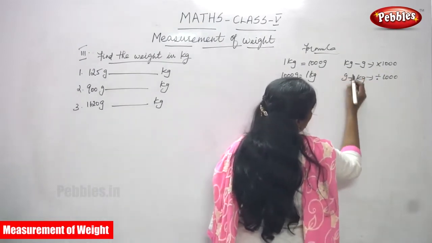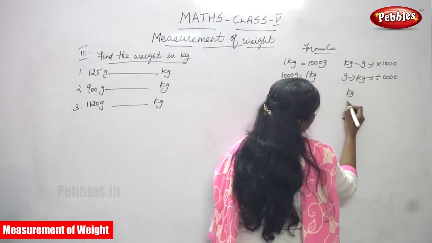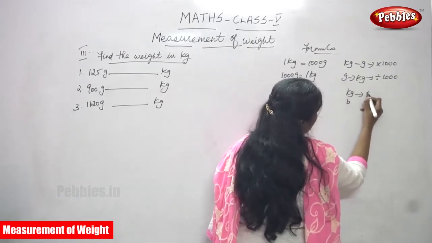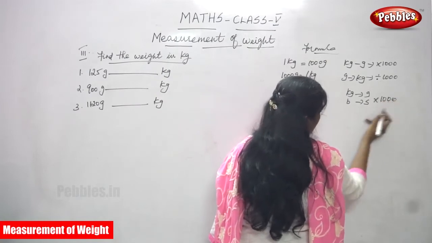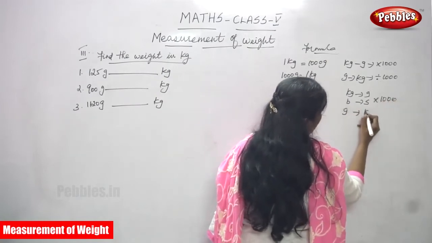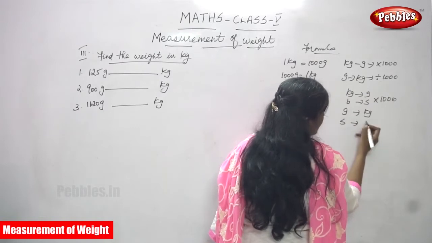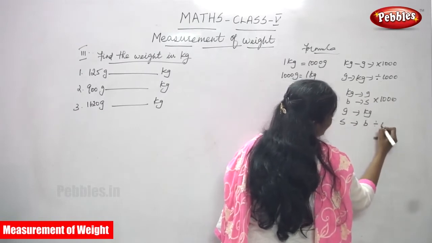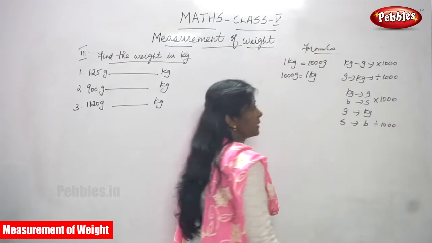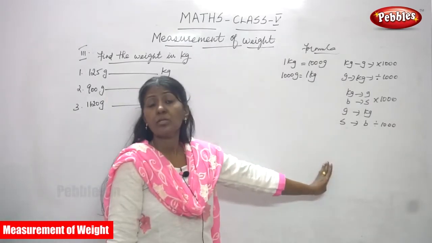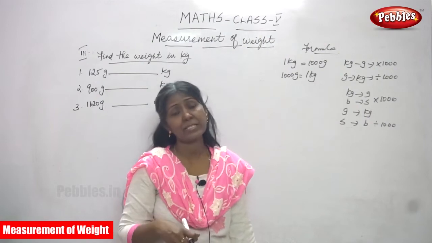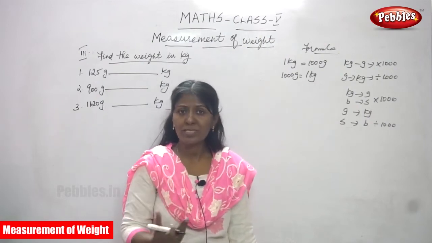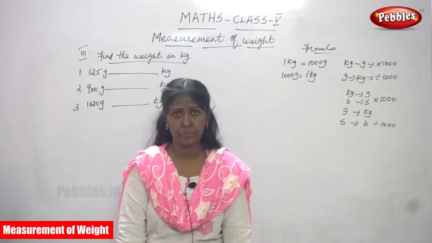So kilogram is a what unit? Bigger unit, and gram is a smaller unit. So that I multiply by 1000. Gram and kilogram: gram is a smaller unit and this is a bigger unit, that's why I divide by 1000. That's the rule, so don't forget the rule. Once or twice you go through the videos and also practice the sums. Then you can practice more sums, and you will be confident enough in the chapter.